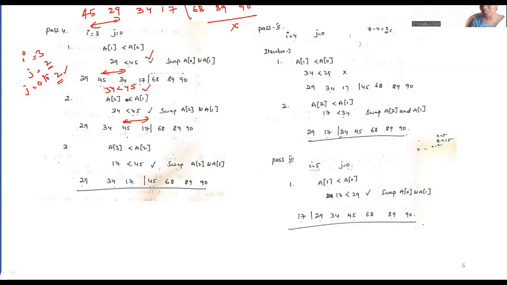Now we need to compare these two elements, 45 and 17. 17 is less than 45. Again, the condition is true. So then we need to swap these two elements. We get this list, 29, 34, 17 and 45. And after completion of the fourth pass, we can see the fourth largest element from your list will be in the correct position. So for the next pass, you're going to consider these three elements.